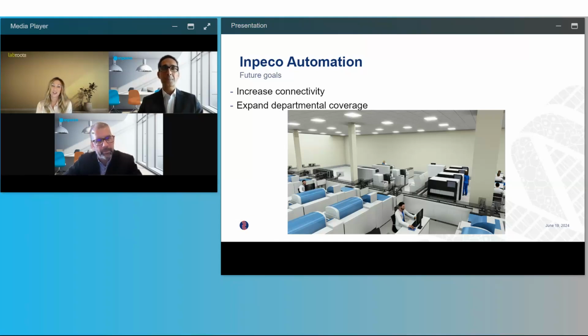Thanks, Bruno. And you know what? I'm going to squeeze one more in because I think this is an important one to address. In the past, the Inpeco website had an option that lab managers could freely design automation systems through a simple application and see if it would suit them. Will this option be available again in the future?